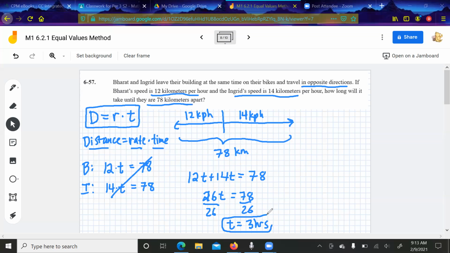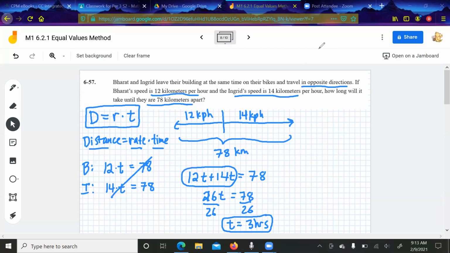Okay, and we didn't use a lot of substitution in this one. We could use substitution, but it's easier since they're going in opposite directions. That's how you handle a problem like that. You add the two speeds together, a little shortcut there, and then set it equal to the distance that you want them to be apart. All right, so that's 57.